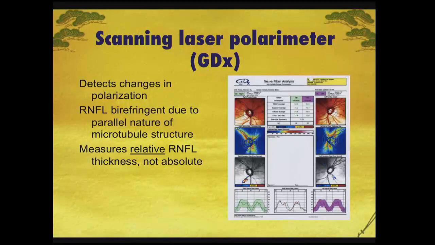The retinal nerve fiber layer is birefringent because of the parallel structures of the microtubules, and so it reflects light back. The important thing to remember is that the measurement here is a relative RNFL thickness. It's not an absolute. Whereas optical coherence tomography gives you the actual thickness of the retinal nerve fiber layer, this instrument doesn't.